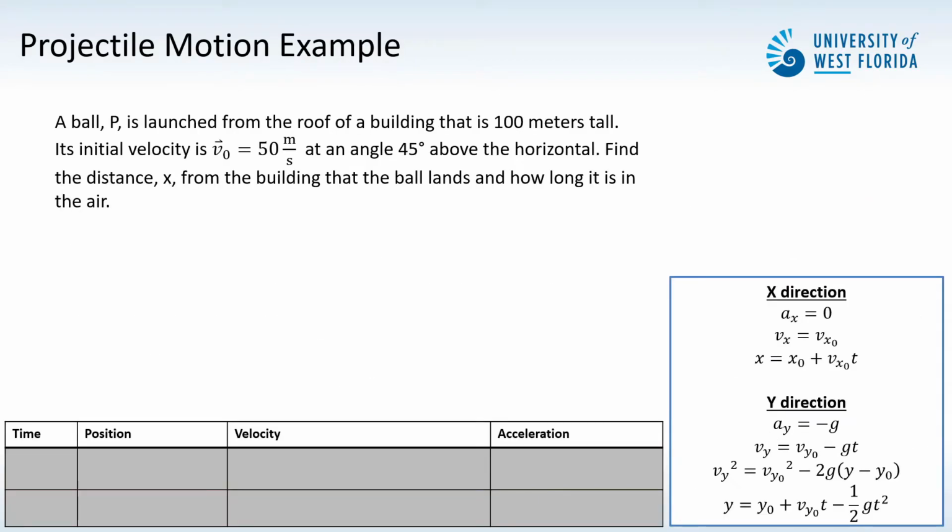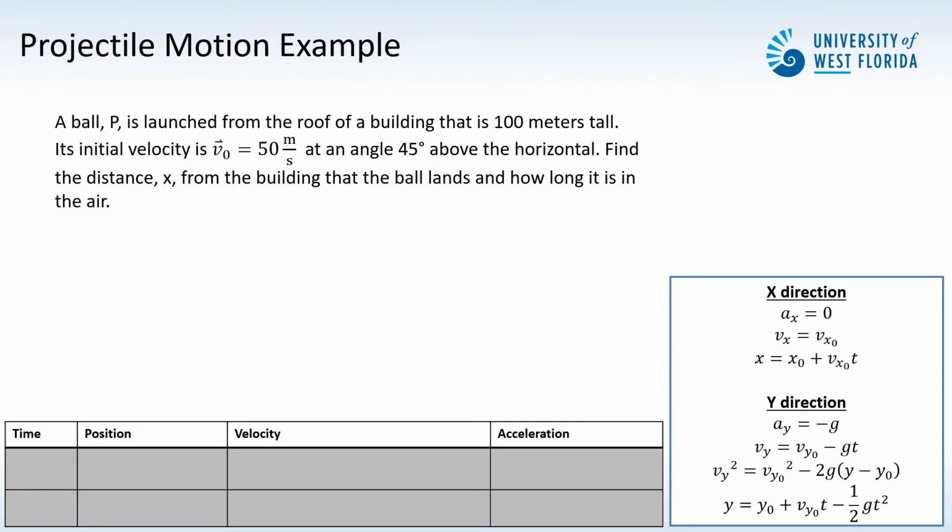Let's do an example. We're told that a ball, we'll call it P, is launched from the roof of a building that is 100 meters tall. Its initial velocity is 50 meters per second at an angle 45 degrees above the horizontal. We're asked to find the distance the ball travels in the EX direction before it lands and how long it is in the air.